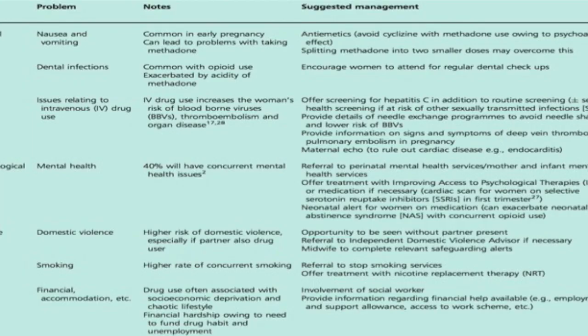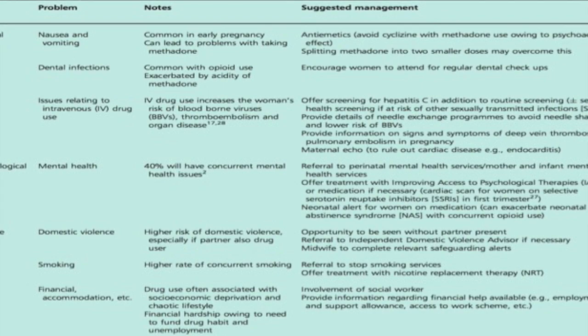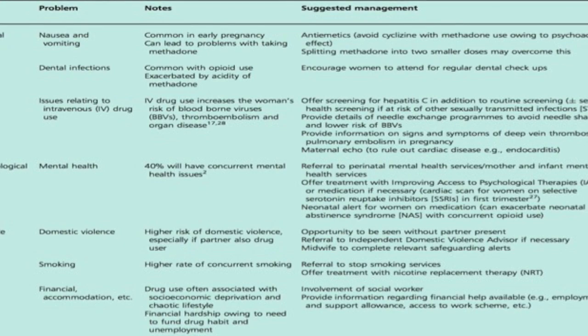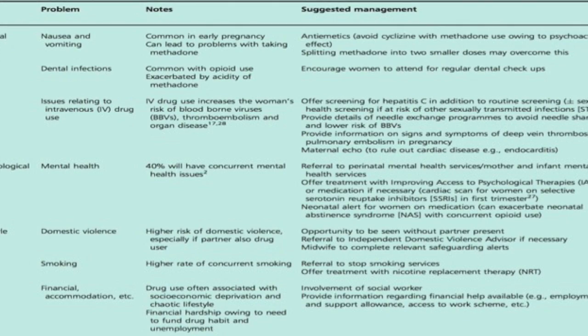So the next green box that I thought was useful and important in this article is physical and psychological and lifestyle issues encountered and suggested management strategies. So physical, the problem can be nausea and vomiting, common in early pregnancy and can lead to problems with taking methadone. Suggested management is antiemetics, but avoid cyclizine with methadone use owing to psychoactive effects. Splitting methadone into two smaller doses may overcome this.